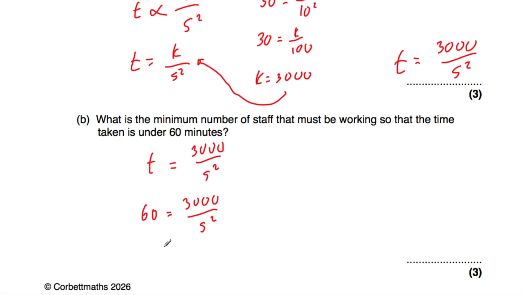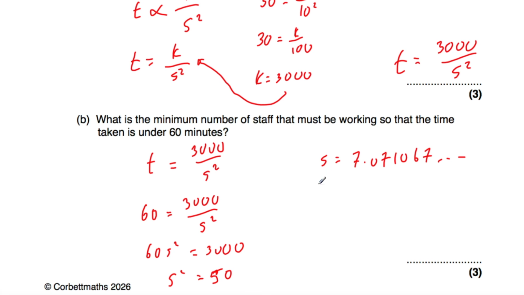Then we're going to multiply both sides of the equation by s squared. So we get 60 s squared is equal to 3000. We're then going to divide both sides of the equation by 60 to get that s squared is equal to 50. And then finally, we're going to square root both sides of the equation. That means that s would be equal to the square root of 50, which is equal to 7.071067, and so on. And that means that for the time taken to be exactly 60 minutes, we would need 7.07 and so on staff.